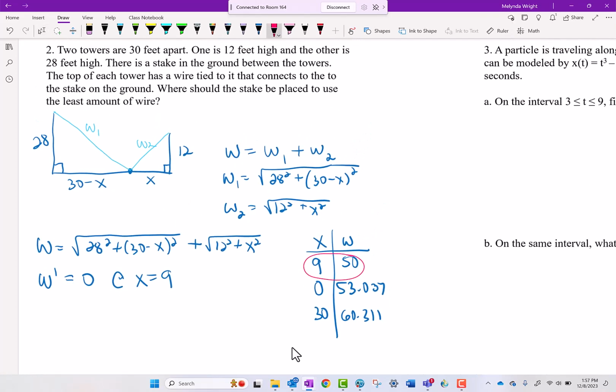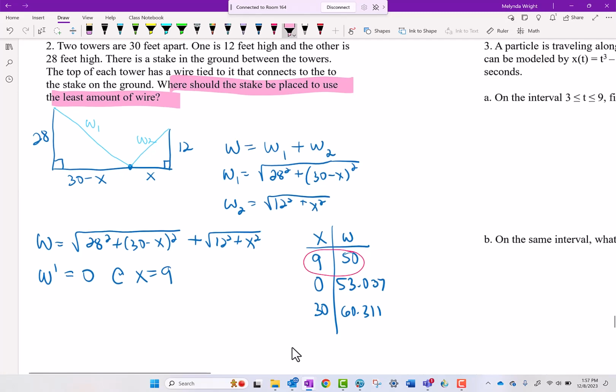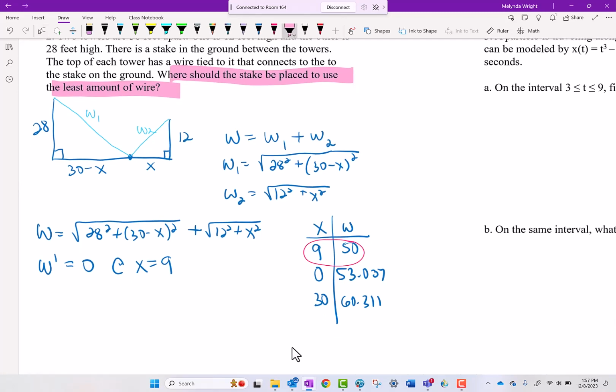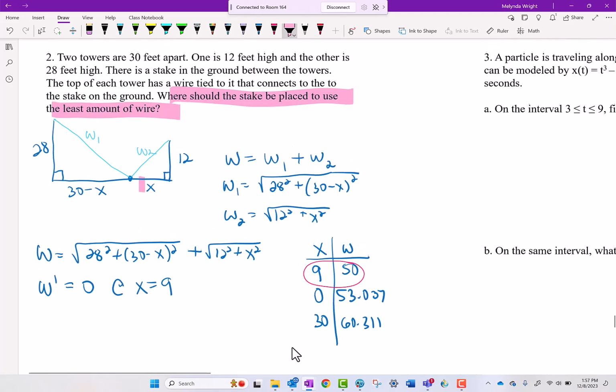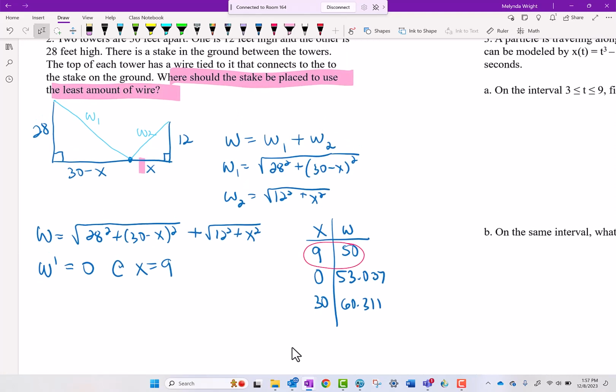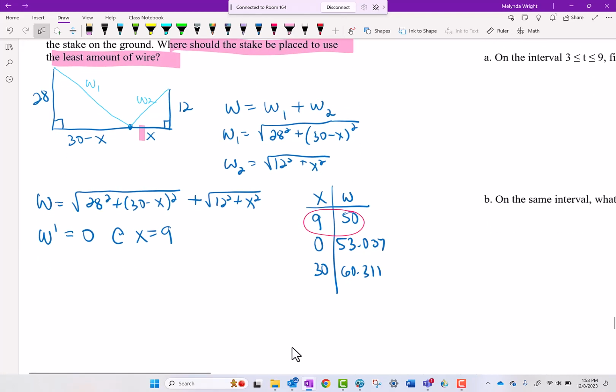Where should the stake be placed? Where should the stake be placed to use the least amount of wire? So that means X would be 9. So now it's asking where should we place it? So we should place it 9 feet. Right, 9 feet from the side with the 12-foot high tower. So we'll just say the word.